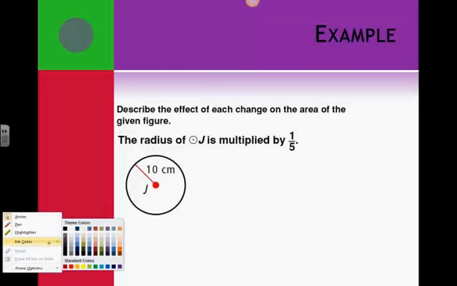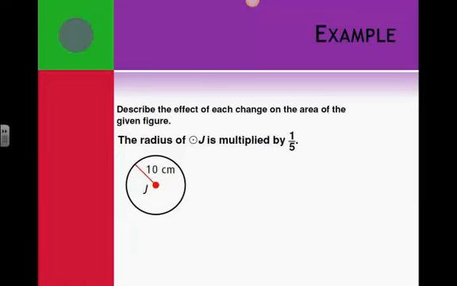Okay, so let's see what happens here if we take this circle. Oh my goodness, I don't know my shapes. Take this circle J, and we're going to multiply the radius by a factor of 1/5 and see if we can determine what happens to the area. The original area is pi times the radius squared. I'm going to leave my answer in terms of pi because I don't have a calculator right here. Pi times 10 squared is 100 pi square centimeters. So that's the original area.